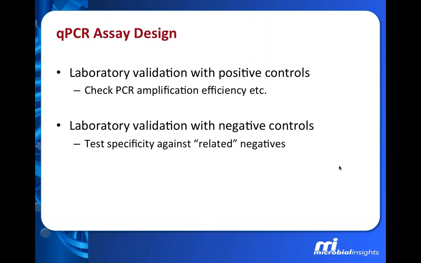So the next step in laboratory validation is with positive controls. Let's start talking about the negative controls first. You really should make this as difficult as possible on yourself. You have to choose related but non-target sequences. So for example, when we tested a qPCR assay designed to be specific for toluene dioxygenase, we also tested against biphenyl dioxygenase since that's a very similar non-target gene. For the positives, you want to check your PCR amplification.